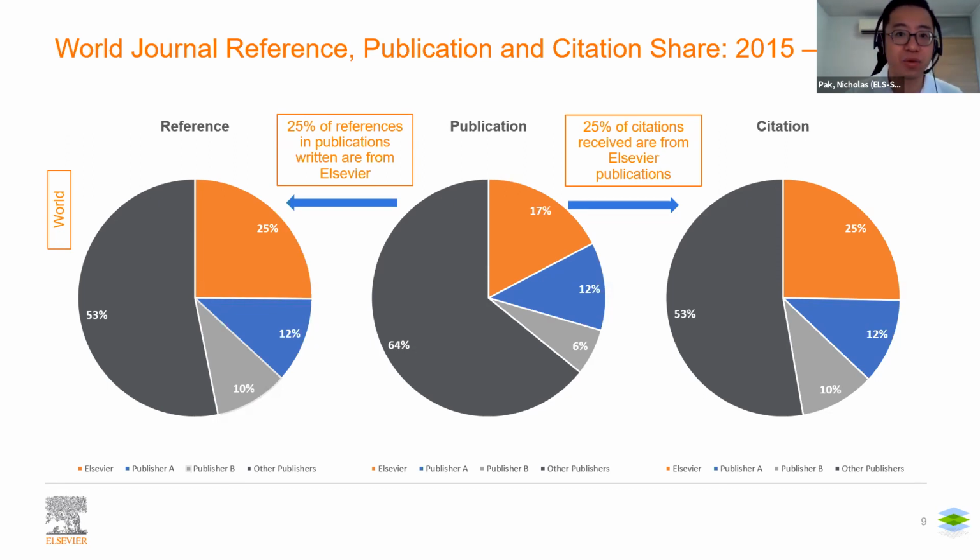From this 17%, we also observe that Elsevier has provided approximately 25% of global total references. So we can see that in terms of a research ecosystem, Elsevier published about 17% of the world's total content. We get approximately 25% of the world's total citations, and underpinning this is approximately 25% of the world's total references, which is actually very, very significant.